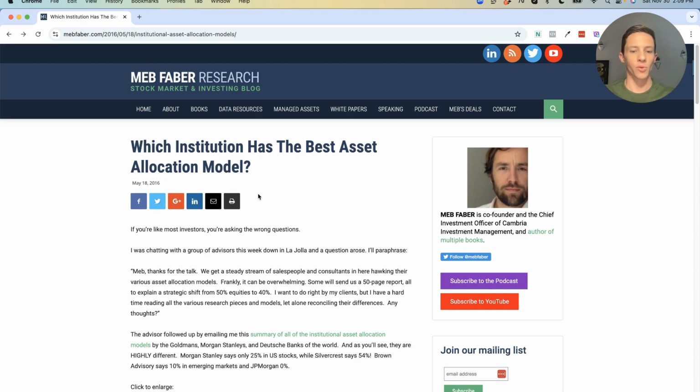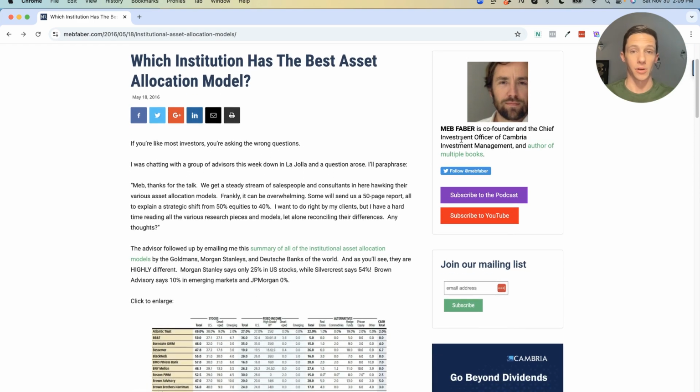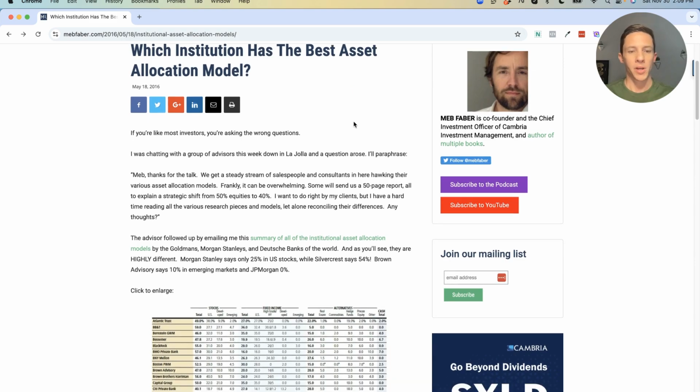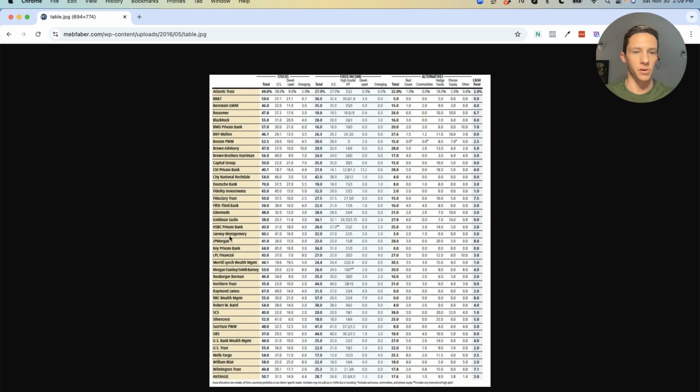So let's run through it, because what Meb did here is really interesting. He took a look at 40 institutional asset allocation models, right? And we can see them all here, from Atlantic Trust to Citibank, Fidelity, JP Morgan, Morgan Stanley. We all know Fidelity. These are all institutional asset allocation models.